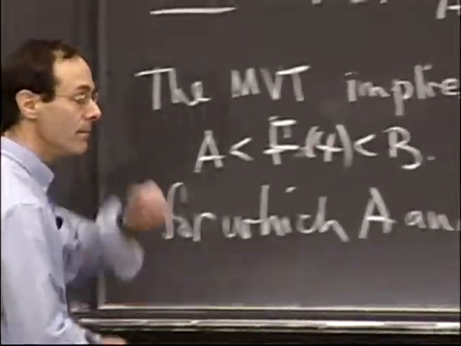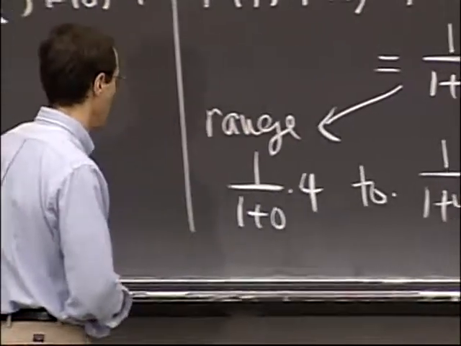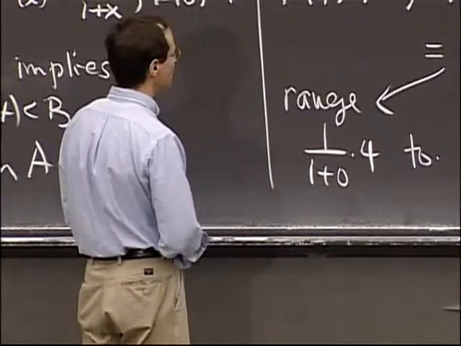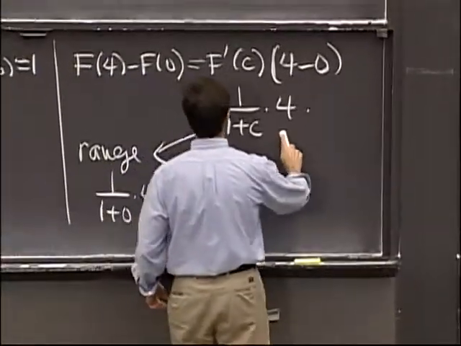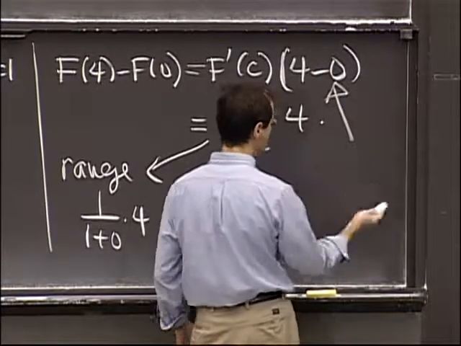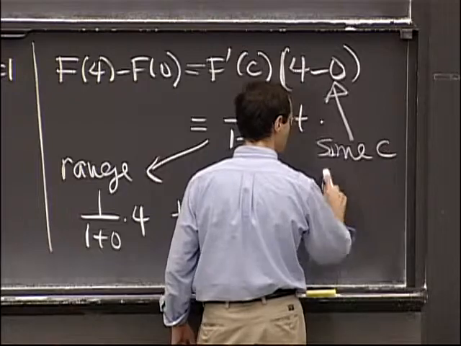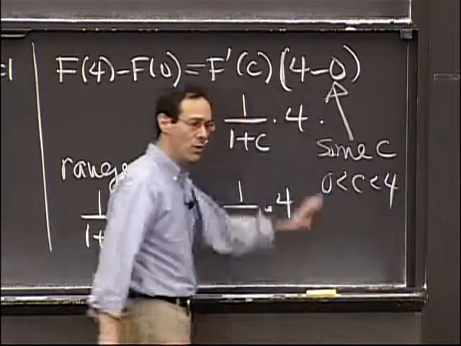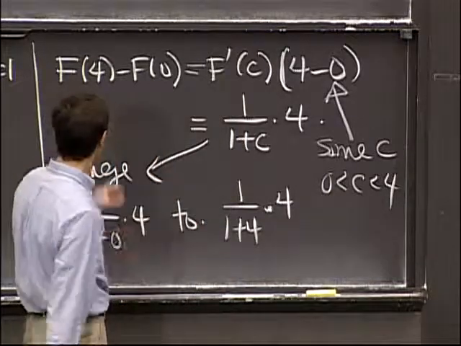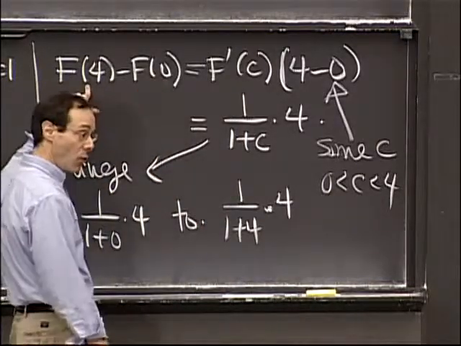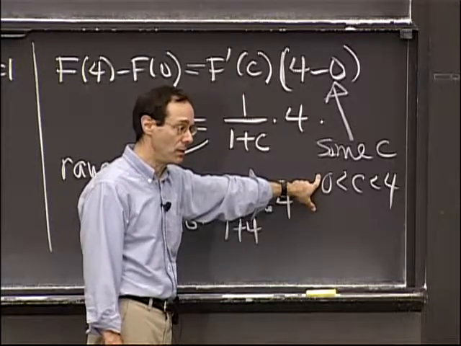Yeah? How did you figure out that that was the range from 0 to 4? I knew that the range of C was from 0 to 4. I should have said that right here. This is true for this theorem. The mean value theorem comes with an extra statement, which I missed, which is that this is for some C between 0 and 4. So I know the range is between 0 and 4. The reason why it's between 0 and 4 is that's part of the mean value theorem. We started at 0, we ended at 4. So the C has to be somewhere in between.